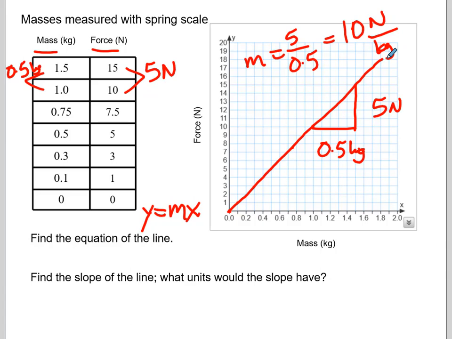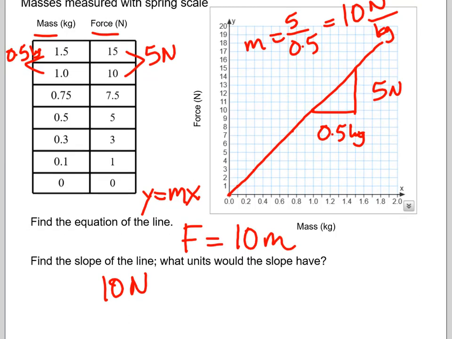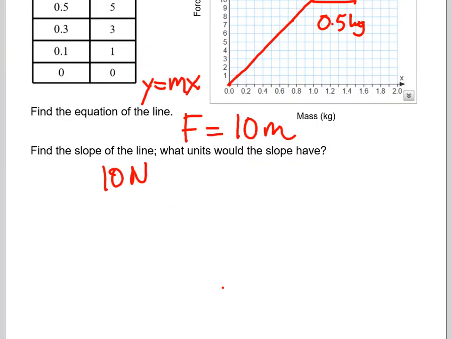Okay, so my equation, when I go to set this up, I have force along the y-axis, I have this 10, which is my slope, and I have mass, which is along the x-axis. So if we look at those units, I'm just going to bring those down. 10 newtons per 1 kilogram.